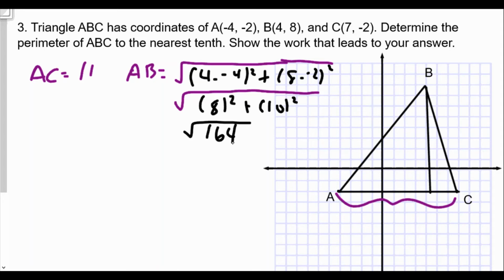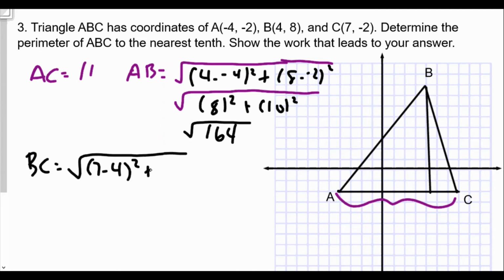And because we find the nearest tenth, I'm going to leave it this way. And you say, well, how come, Mr. Kong? Because we're not looking for the exact value in simplified radical form, just the nearest tenth, which we'll do later on. Now we're going to do the same thing for BC. So the measure BC is going to be the square root of, again, the difference of the x's, which is 7 minus 4, squared.